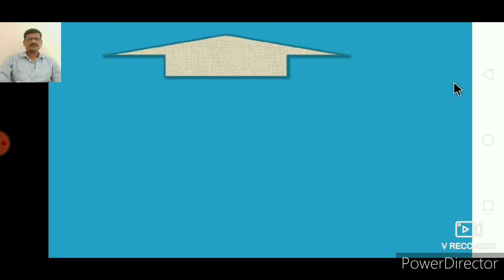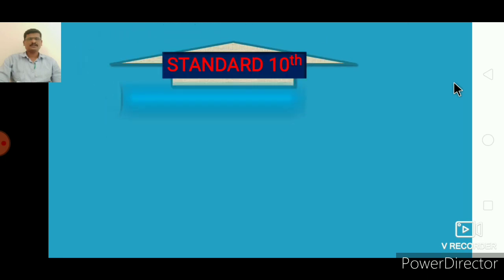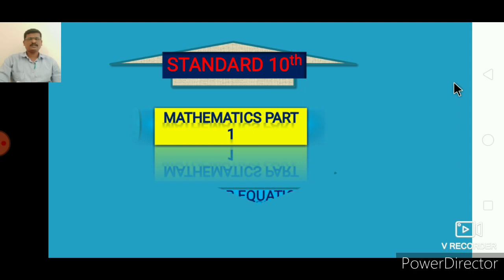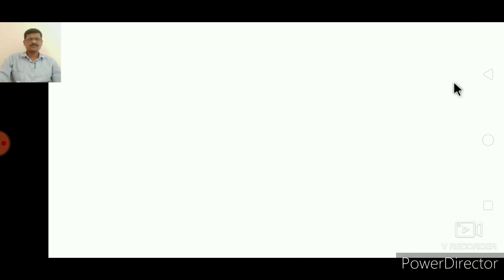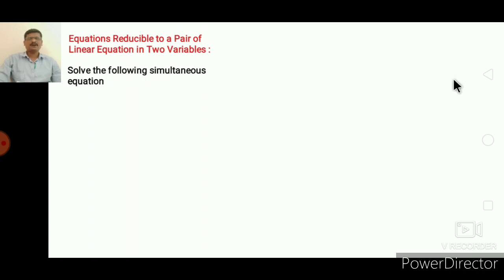Standard 10th Mathematics Part 1, Chapter number 1, Linear Equation in Two Variables. Students, we are going to learn equations reducible to a pair of linear equations in two variables. It means how to solve non-linear equations in two variables. For example, solve the following simultaneous equations.